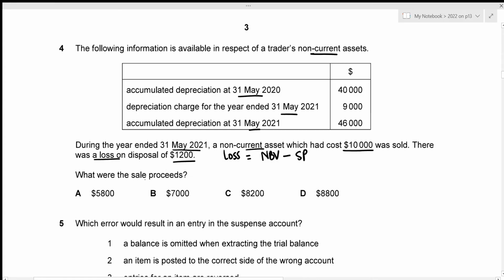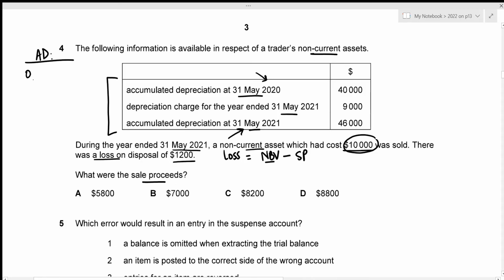And in order to figure out the value for sales proceeds, we first need to figure out the net book value of the non-current asset that we disposed of. And in this case, we're given the cost to be 10,000. So we just need to figure out its accumulated depreciation. And remember, we are also given the accumulated depreciation's value at the date of 31st May 2020 and 31st May 2021. Now, I'm just going to write down the format for the statement of accumulated depreciation, right?